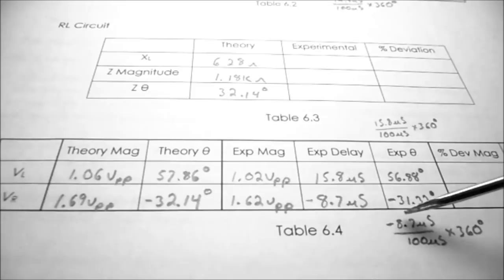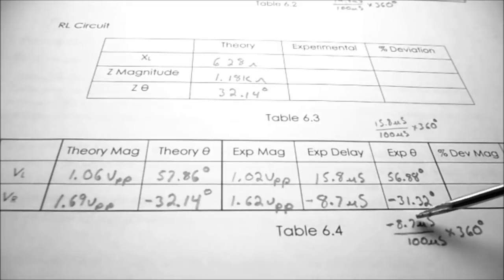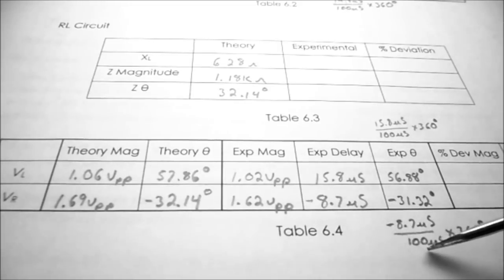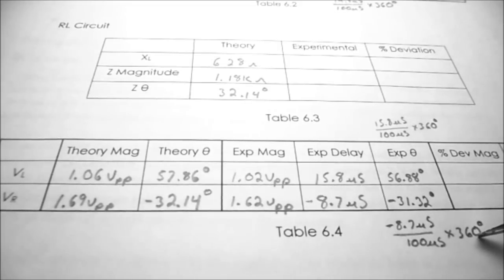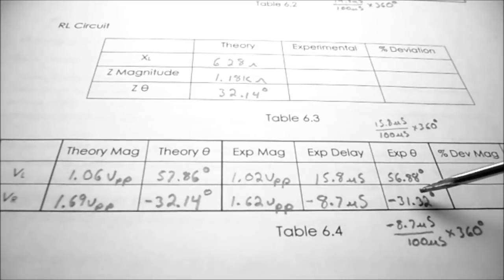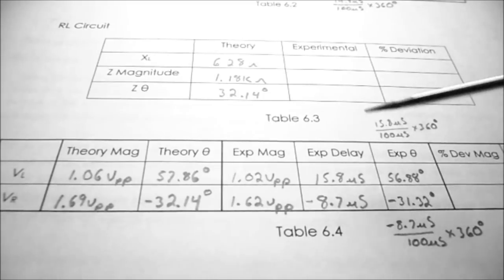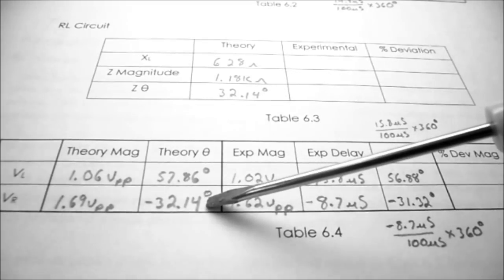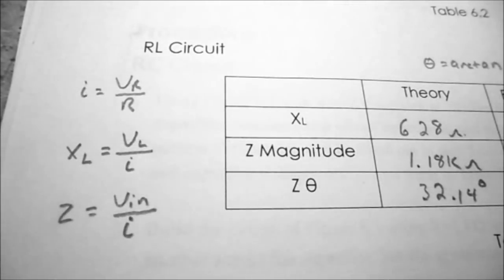And using the formula, delta t over the period, I have minus 8.7 microseconds divided by 100 microseconds times 360 degrees, and that works out to minus 31.32 degrees, which is close to my 32.14 that we calculated earlier. So in table 6.3 we want our experimental XL, Z magnitude, and Z theta.